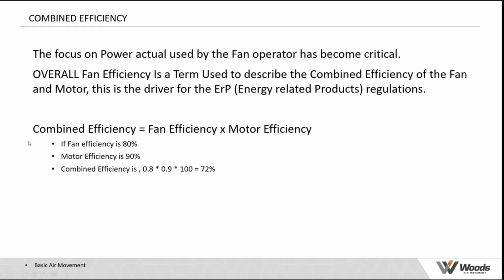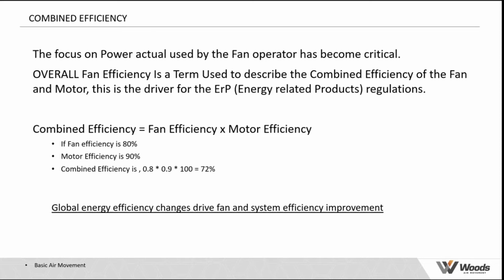Quite simply, if you've got a fan efficiency of 80% and a motor efficiency of 90%, then that's our combined efficiency. So we can look at the energy input for any global application. And it's becoming harder and harder all the time, the targets to meet that combined efficiency.